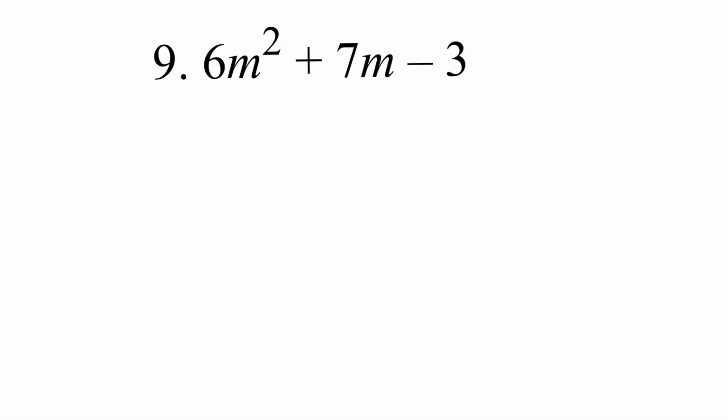So here's another trinomial. When a is not 1, the a value will be 6 right here. 6m squared plus 7m minus 3. So you guys are going to multiply a times c. So my a value is the one with the m squared, b is the one in the middle with the m term, and c is the last one.